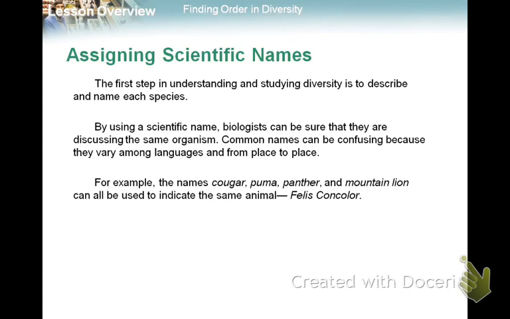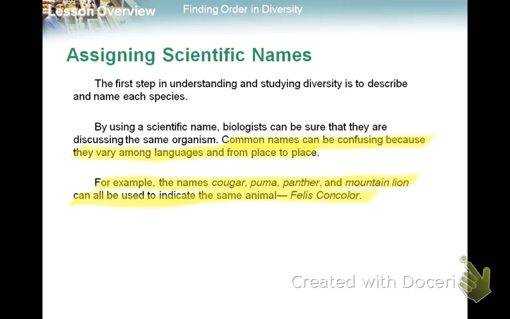We use scientific names instead of common names because common names can be confusing. They vary among languages from place to place. Lots of different names can be used to indicate the same animal. Cougar, puma, panther, and mountain lion are all used to indicate the same animal, Felis concolor. Conversely, we can say big cats, and that can mean a lion, a tiger, Felis concolor.